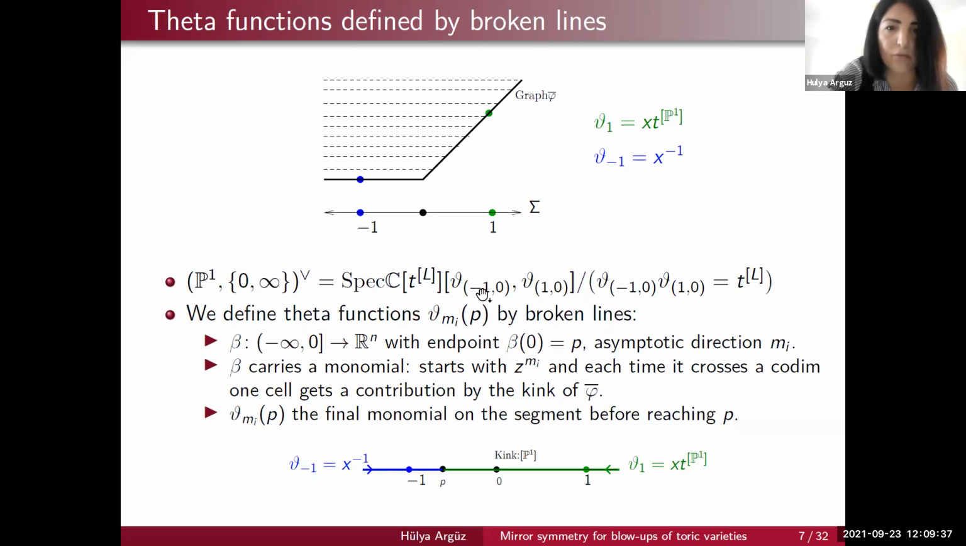Apologies, there's a mistake here. (-1, 0) should be just -1, and (1, 0) should just be 1. So my mirror is generated by theta_{-1}, theta_1, such that theta_{-1} theta_1 equals t^{p1}.